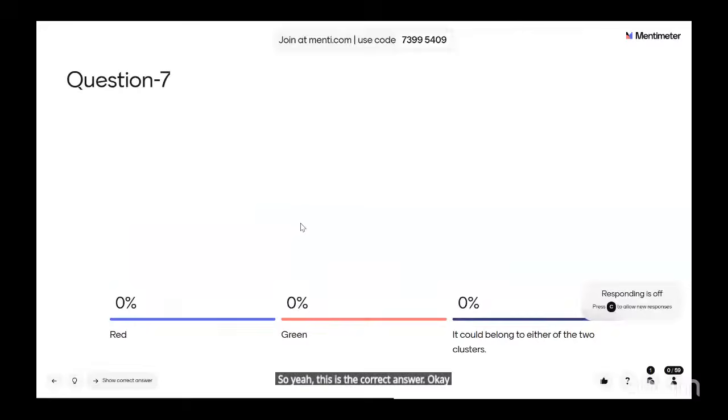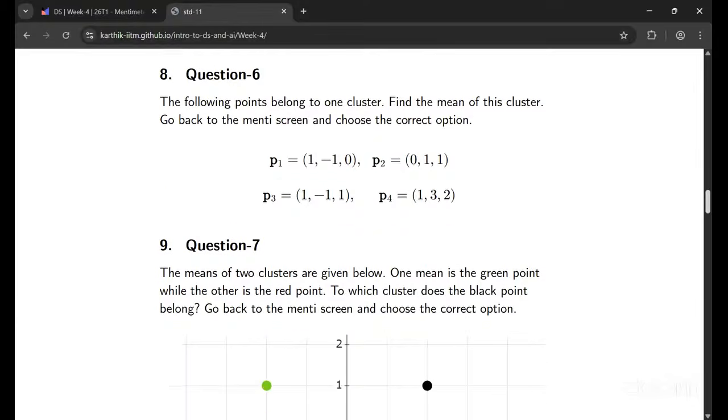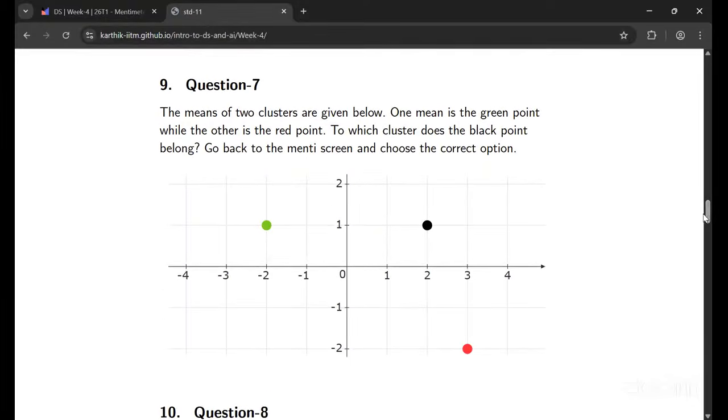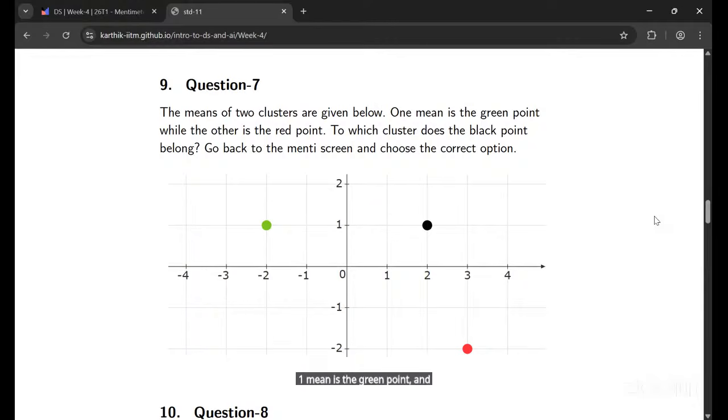Okay, moving on. Now we have question number 7. Question number 7 says that you have the means of 2 clusters given below. One mean is the green point and the other is the red point. To which cluster does the black point belong? And then you just have to put in your answer to the Menti.